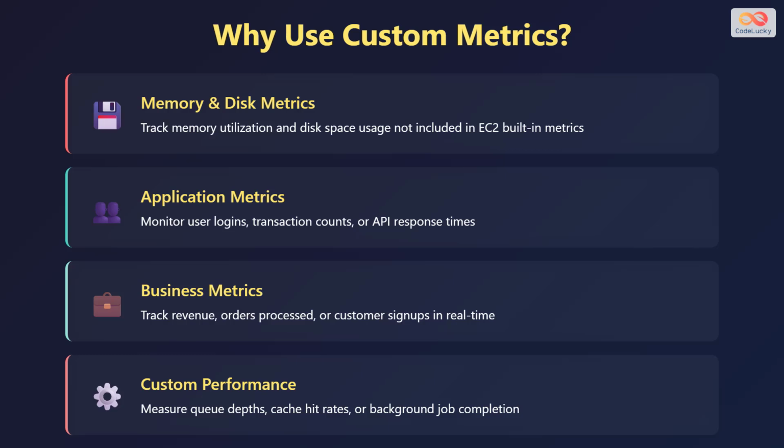There are several compelling reasons to use custom metrics. First, you can track memory and disk metrics. EC2 built-in metrics don't include memory utilization or disk space usage, so custom metrics fill this gap. Second, you can monitor application-level metrics like user logins, transaction counts, or API response times. Third, custom metrics enable business metric tracking such as revenue, orders processed, or customer signups in real time. Finally, you can measure custom performance indicators like queue depths, cache hit rates, or background job completion times. Essentially, if you need to monitor something specific to your application or business, custom metrics provide the solution.